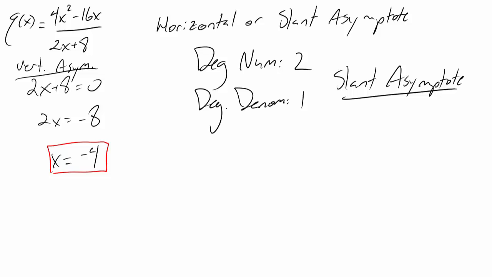which is kind of the least desirable option of the two, because that puts us in for a little bit more work here. So in order to find the equation for our slant asymptote, we get to go through and do some polynomial long division. So we'll take our 2x plus 8 and divide that into the 4x squared minus 16x. The way we're going to continue on is just like regular long division.